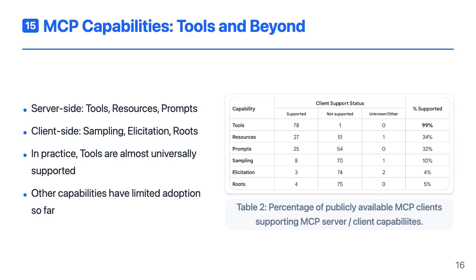On top of the basic protocol, MCP defines several higher-level capabilities. Servers can expose tools, resources, and prompts. Clients can offer sampling, elicitation, and roots. In theory, this gives a rich vocabulary for how agents and tools interact. In practice, adoption is uneven. Tools are the clear winner. Almost every MCP client supports them. Resources and prompts are supported by only about a third of clients, and the client-side capabilities are even rarer. So today, tools are the main driver of MCP's value, and the paper focuses primarily on them.